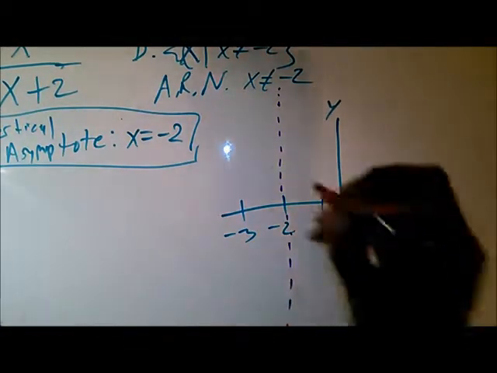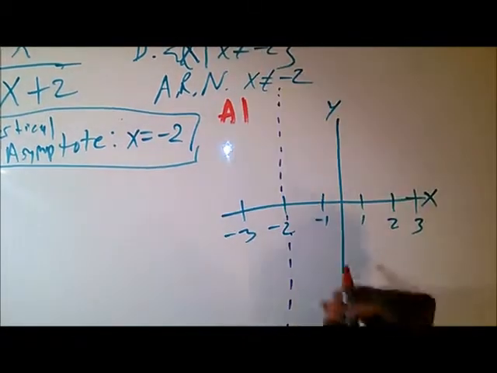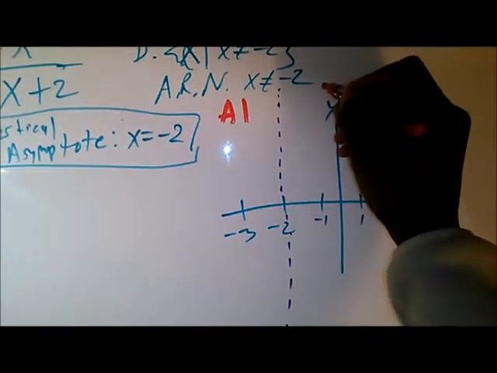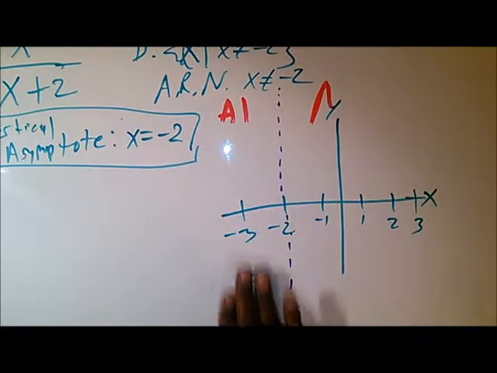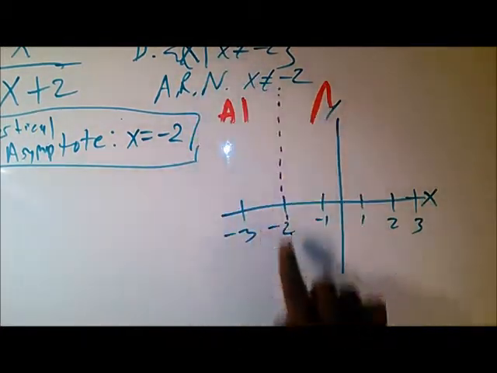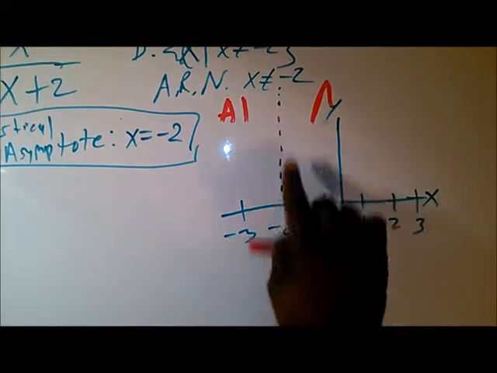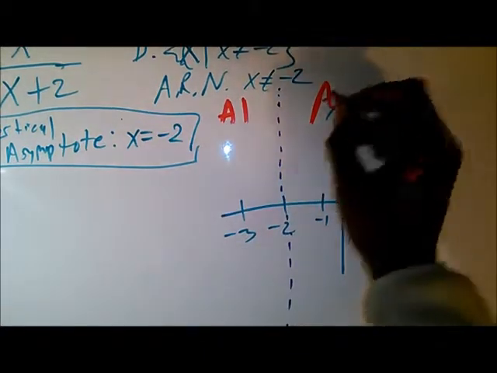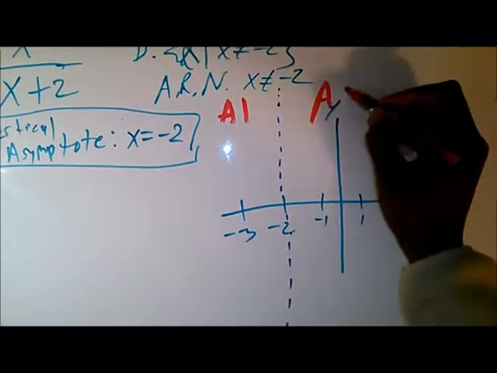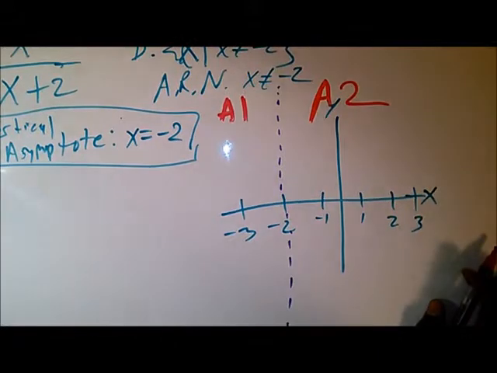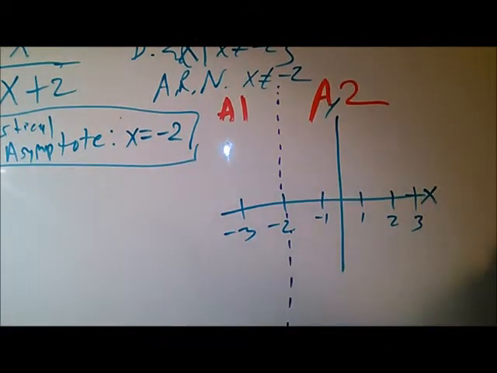We have area 1. This whole area, this whole thing here on this left side of the asymptote, x is equal to -2, is area 1. This whole side on the right of the asymptote is area 2. Okay, let's try another one.